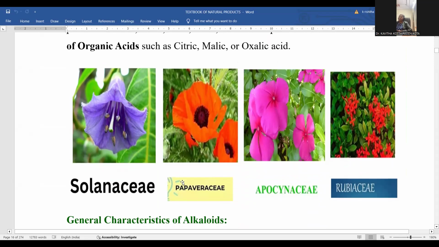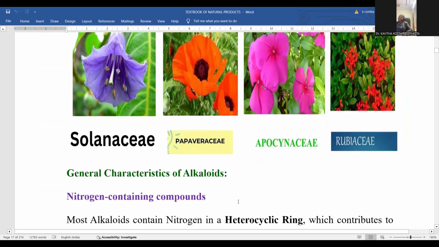Here are a few examples where we can observe the richness of alkaloids. In the Solanaceae family, you can observe a Datura kind of plant. Papaver flower is located over there. Apocynaceae, you can observe the familiar flower over there. And Rubiaceae, this is the kind of flower you can notice at your home. This is the way alkaloids are extracted from these plant materials in general.